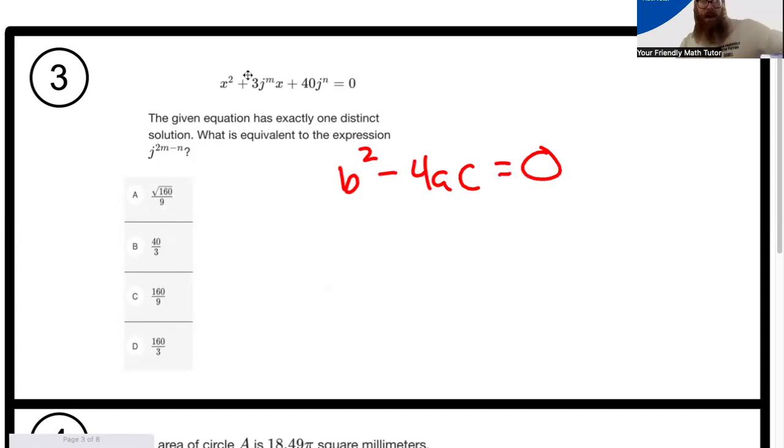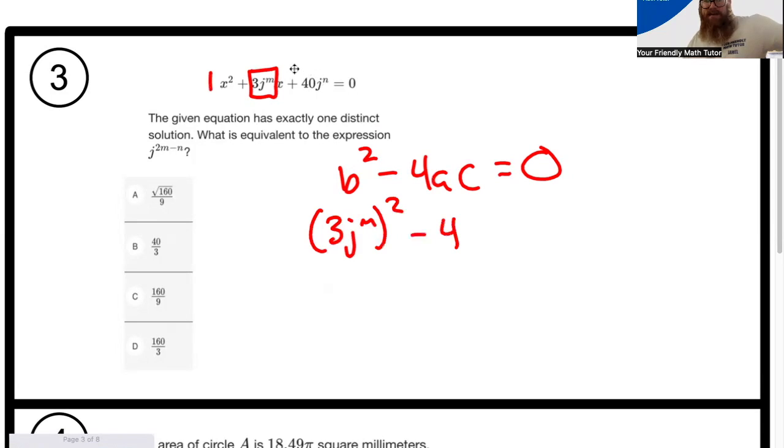So b squared, b is this 3j to the m, minus 4, A is 1, and C is 40j to the n.